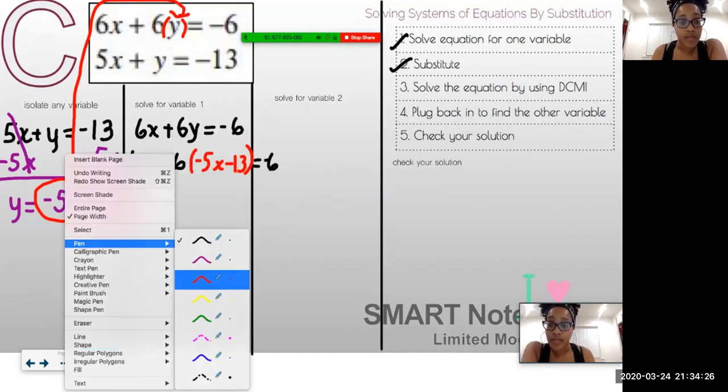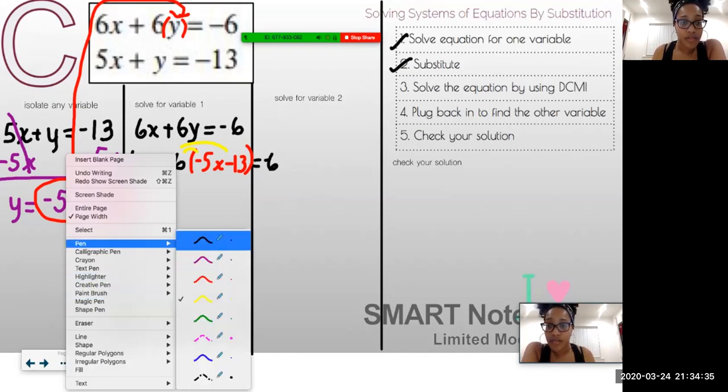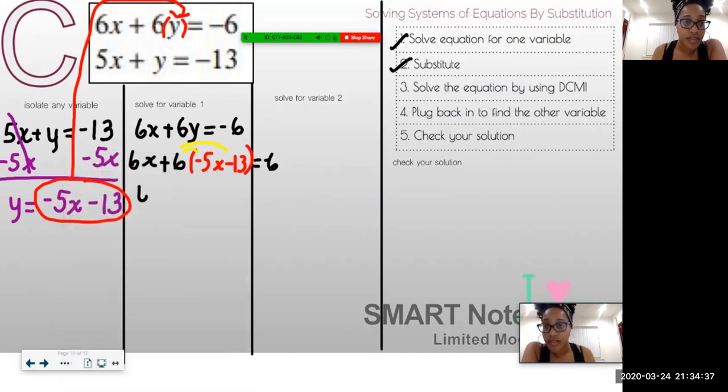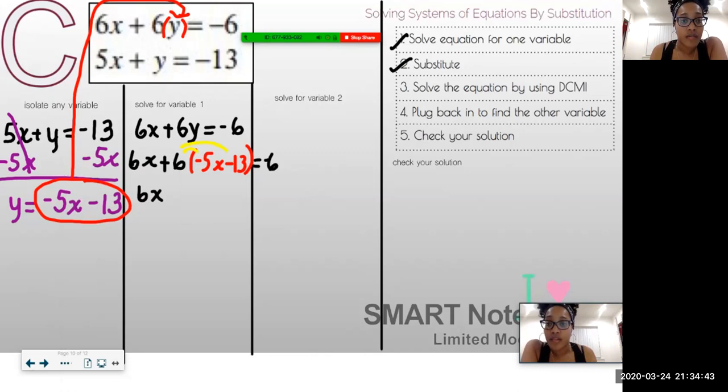As always with DCMI, when we see parentheses, we have to think time to distribute. So what I'm going to do first is just write 6x, that came with the question. And now I'm going to do my distributing. What's positive 6 times negative 5? That's negative 30x.